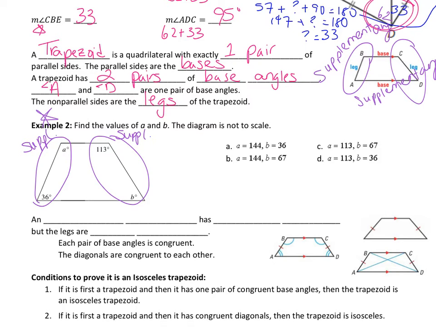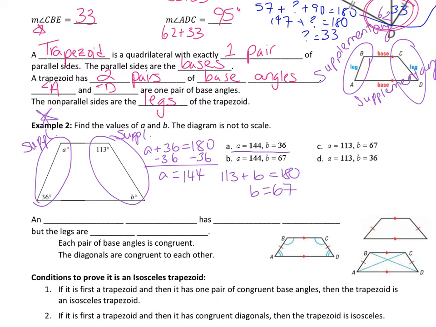The two equations you should have set up for the supplementary angles to find A and B are as follows. Now to solve them, we would subtract the 36 over to the other side, and we would get that A is 144 degrees. If you do the same thing for the 113, B then comes out at 67 degrees, and the only one that has those both correct would be my choice B right here.